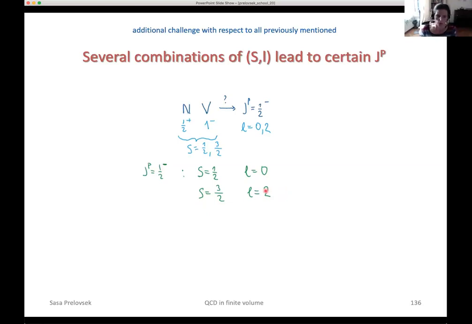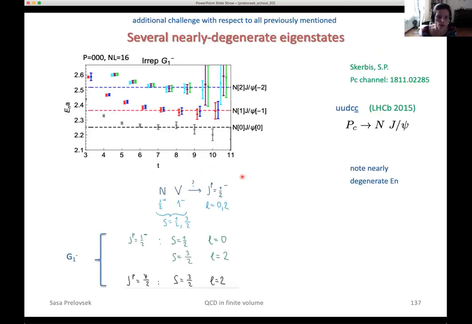Okay, so basically there are these two combinations of quantum numbers that give the same conserved quantum number, and S and L are separately not conserved, only J and P are conserved, even in the continuum. So what's the problem with this? This will lead to several nearly degenerate eigenstates, which complicate the problem.